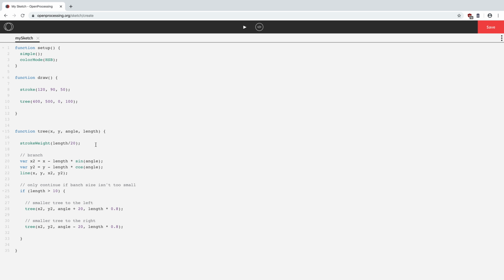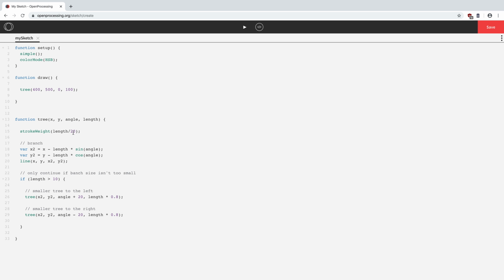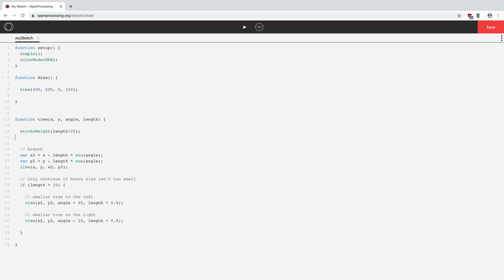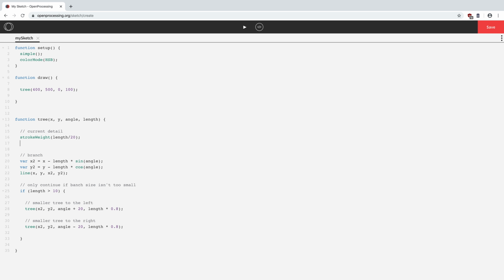Okay, let's change the colour as well. Let's vary it. So instead of stroke being set once and for all, we say, let me add a little comment just to explain what we're doing. Current detail. So it's the thickness of the lines and the colour. So stroke is 120, which is the green, and then we might say saturation 90, hue, saturation, brightness.